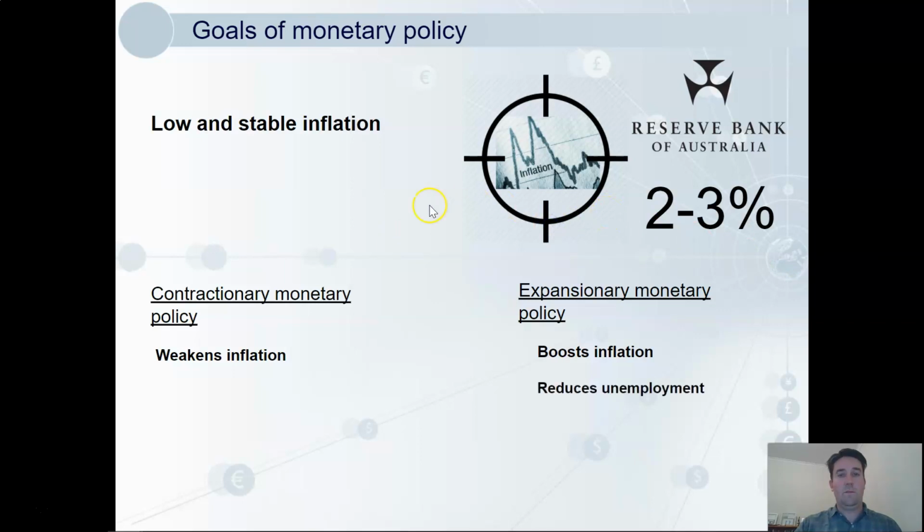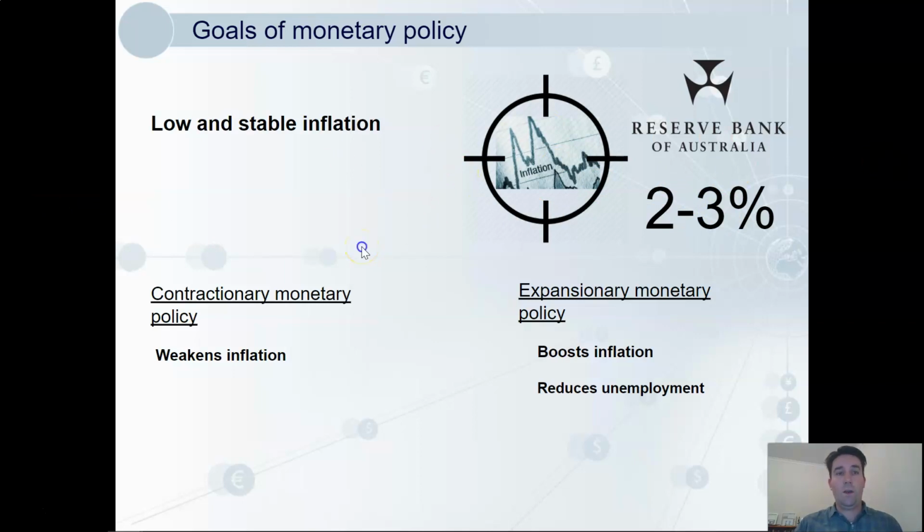In terms of unemployment, we can see that expansionary monetary policy is going to have more people spending, therefore higher real GDP, and more people needed to be employed to do that production.